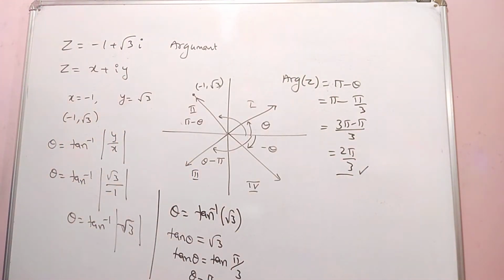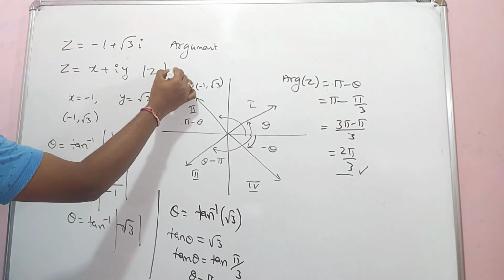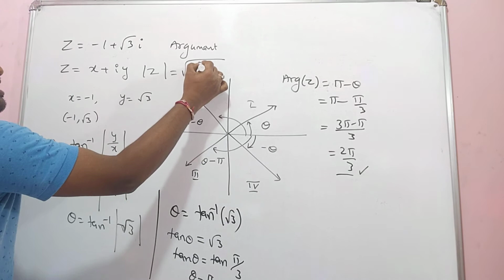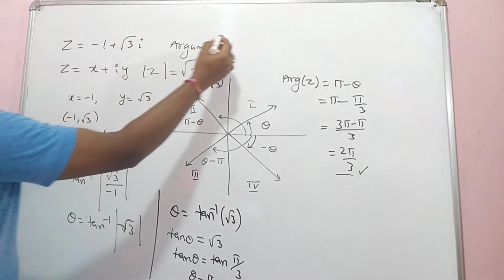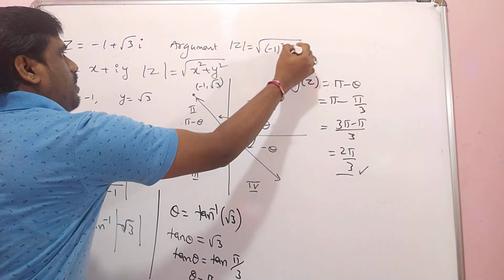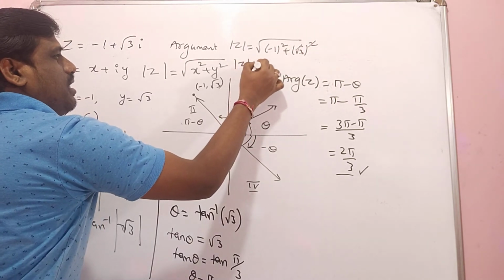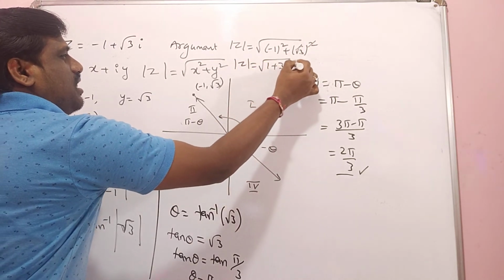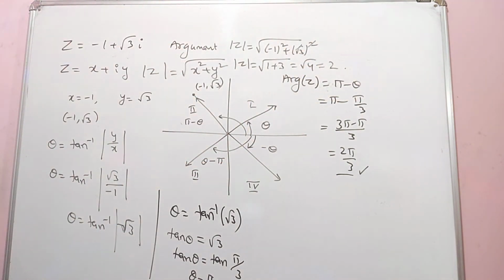So this is the way to find the argument. If somebody asks you the modulus of this, the modulus is the under root of x square plus y square formula. So it is under root of (-1) square plus root 3 square. The square root is cancelled. The modulus will be under root of 1 plus 3, that is root 4. That value is 2. So this is the way to understand the concept, dear students.